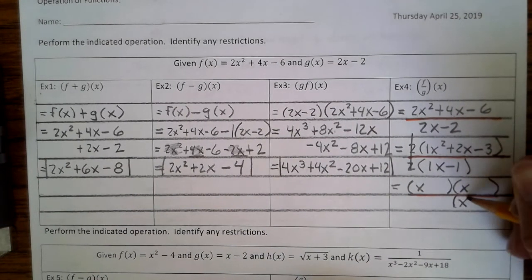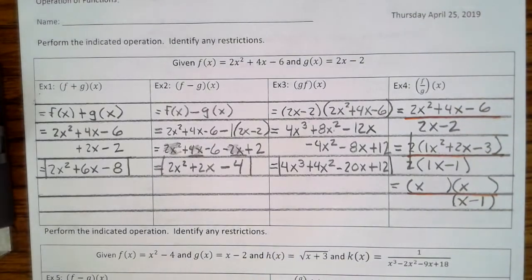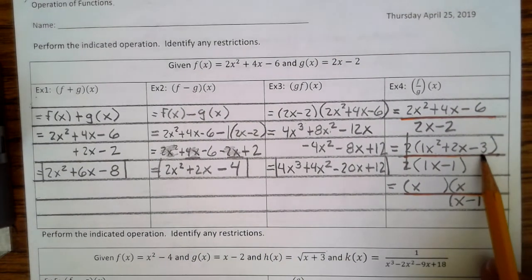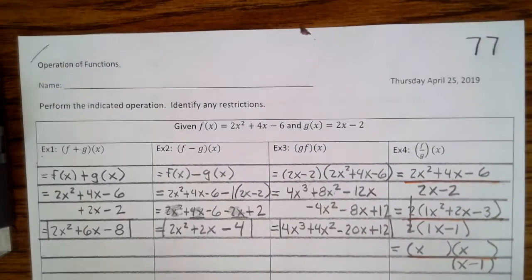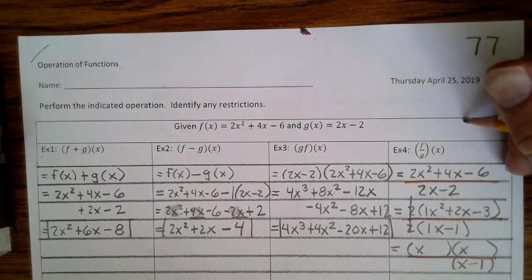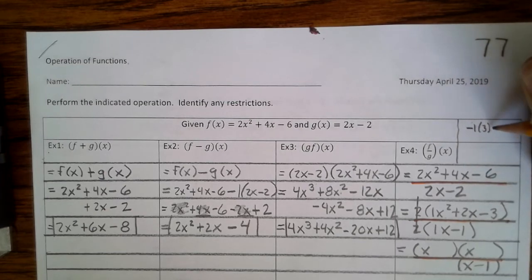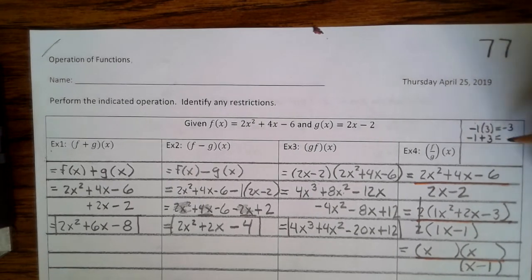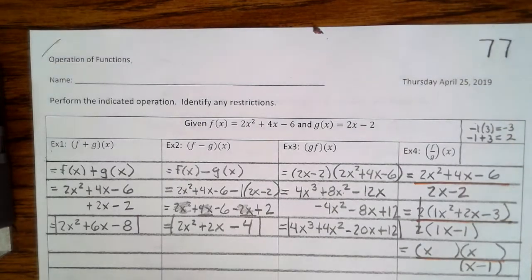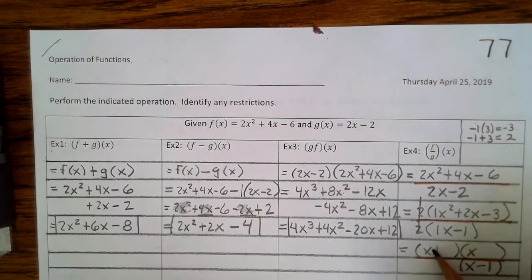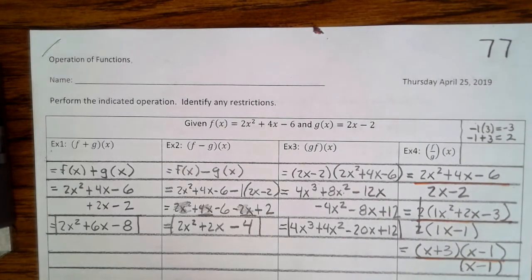Now at this point we need to find all the combinations that make negative 3 and combine to be a positive 2. So negative 1 times 3 is negative 3. Negative 1 plus 3 is 2. So that works. So we have x plus 3 times x minus 1. Okay, this divides and becomes 1. You're left with x plus 3.